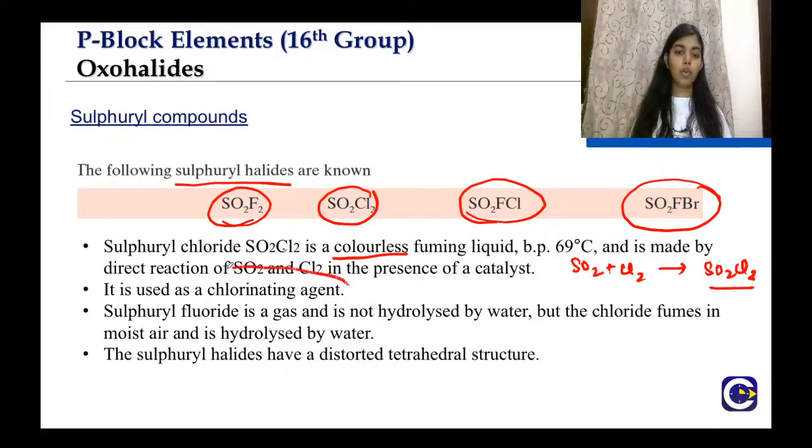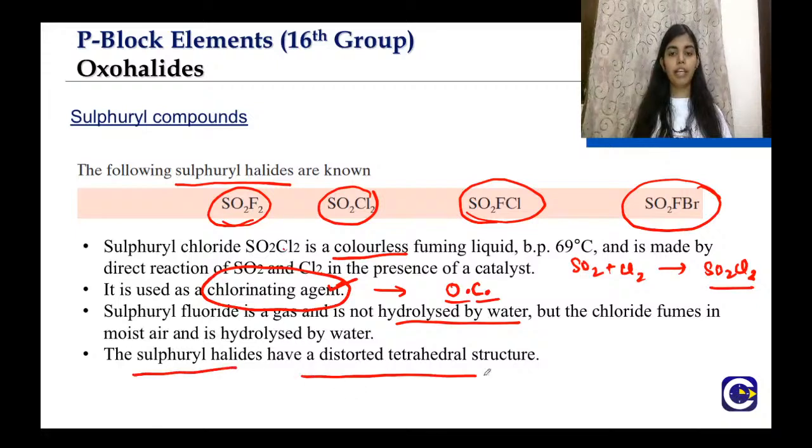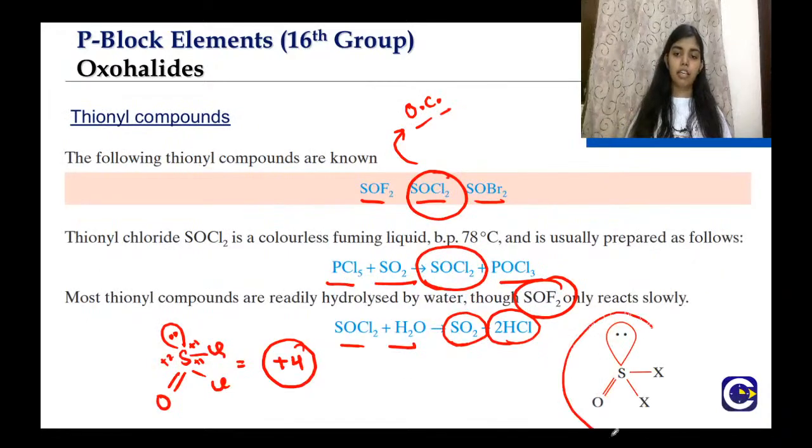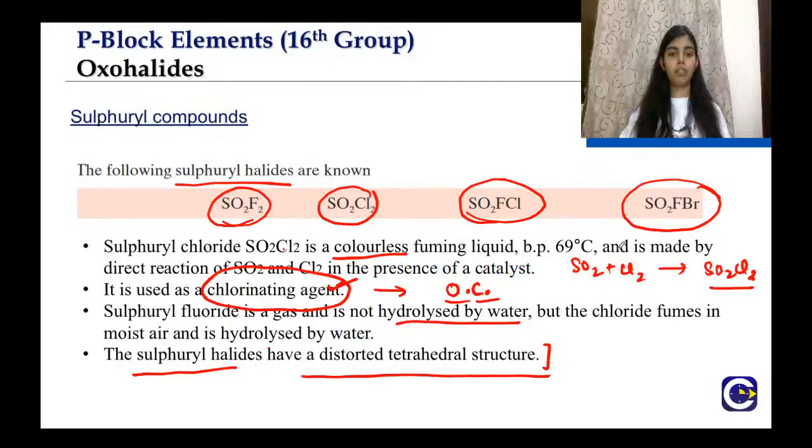It is used as a chlorinating agent. That is the important property of SO2Cl2, which you will also learn in organic chemistry. Basically, it is used to chlorinate compounds. Sulfuryl fluoride is not hydrolyzed by water, right? Sulfuryl halides have a distorted tetrahedral structure. We have already done this: it is a tetrahedral geometry, but due to lone pair-bond pair repulsion and other repulsions in this structure, it is not perfectly tetrahedral but distorted tetrahedral in nature.